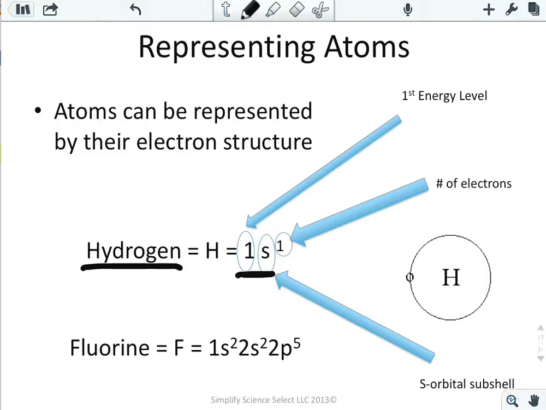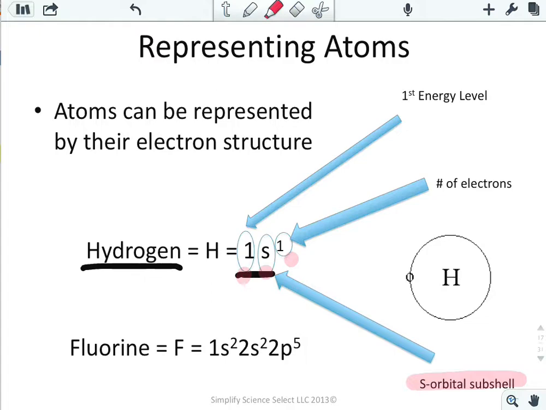The s would be our subshell, our suborbital, and then the number of electrons would be 1. So that's how we write it: energy level, then the orbital, and then the number of electrons. Remember that s can hold 2, p can hold 6, d can hold 10, and f can hold 14.